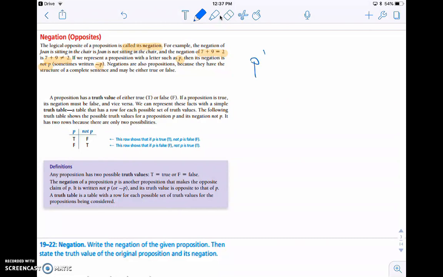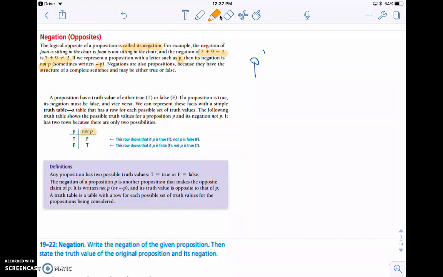Sometimes it's also written as P with a little apostrophe. Different ways to represent it, or, as you can see down here, you can just write out this phrase, not P. Okay. Now negations are propositions because they have the same structure, and they can either be true or false depending on the proposition you're looking at.